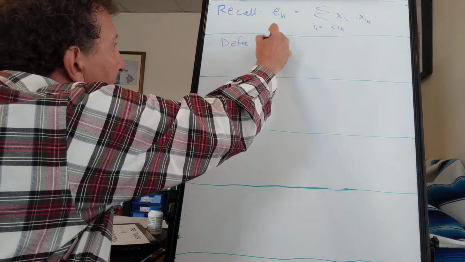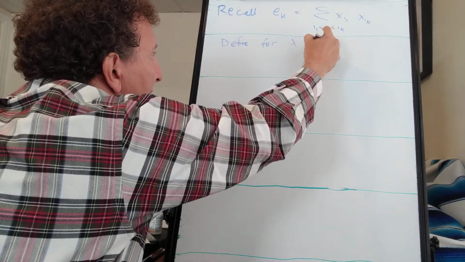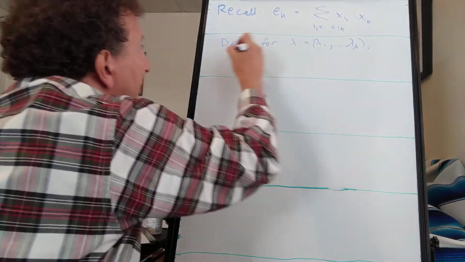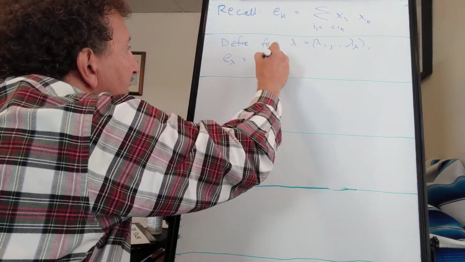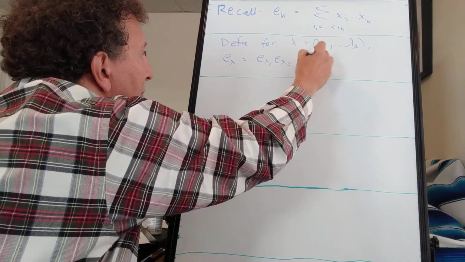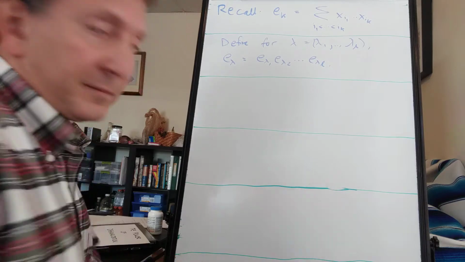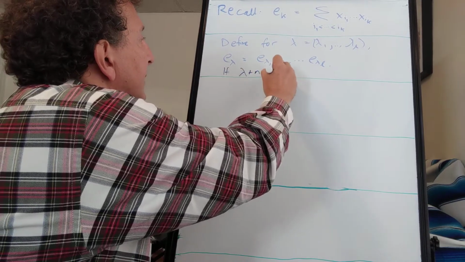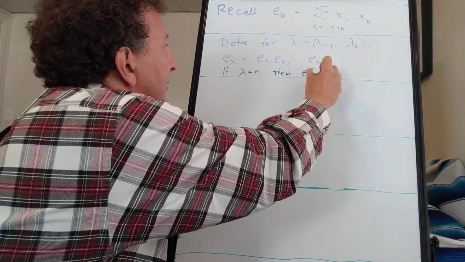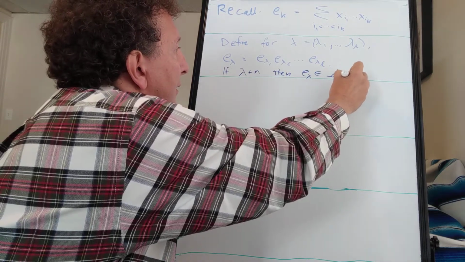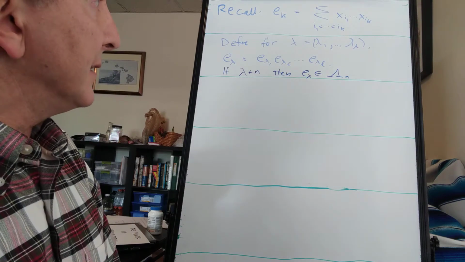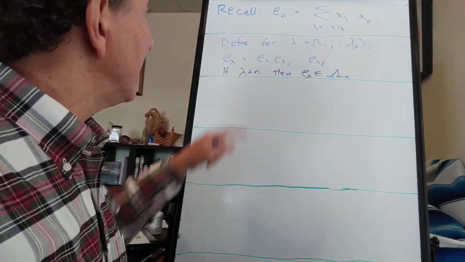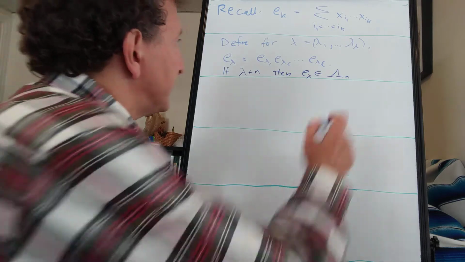Then we can define, if we have a partition lambda, which is, let's say, lambda 1 through lambda L, e_lambda is the product of e_lambda1, e_lambda2, up to e_lambdaL. But if lambda is a partition of n, then e_lambda belongs to the homogeneous degree n symmetric functions. That's because e_k has degree k, and if we add up all the parts of lambda and they add up to n, then we've got something that's homogeneous of degree n.